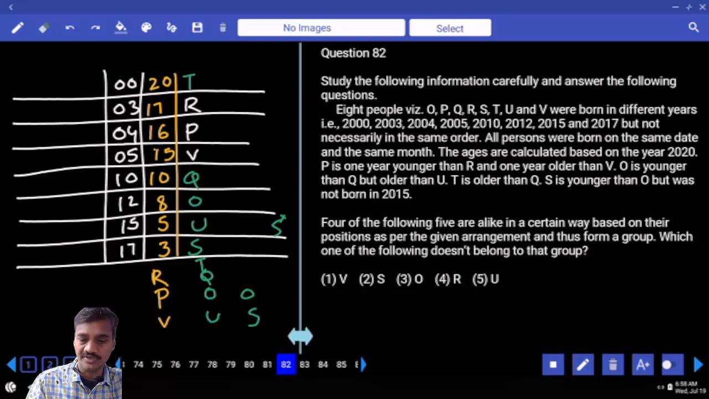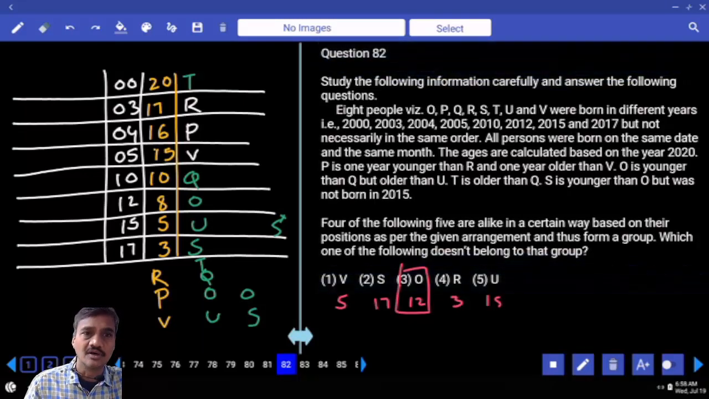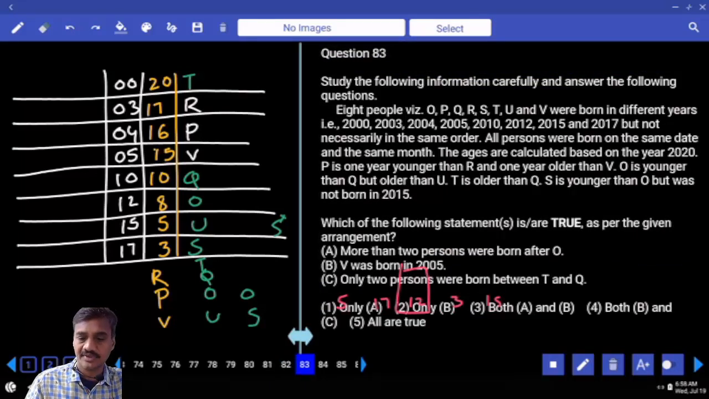V, S, O, R, U. Now V was born in the year 5, and S was born in the year 17, and O was born in the year 12, and R was born in the year 3, and U was born in the year 15. Hence, except O, all the remaining persons were born in odd number years, and O was born in an even number year. And 83, which of the following statements are true?